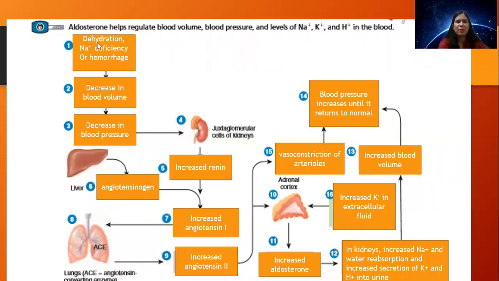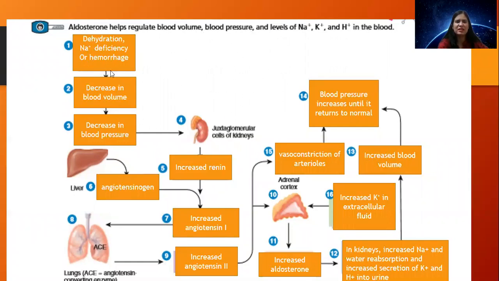For a quick recap, aldosterone is an adrenal hormone which helps to regulate the blood volume, blood pressure, and levels of sodium, potassium, and hydrogen ions in the blood. So this is the normal physiological process.